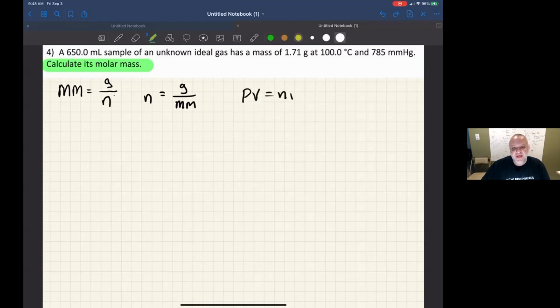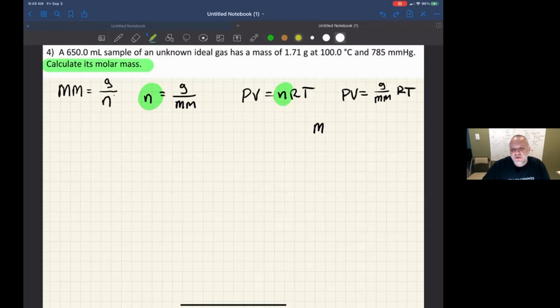Now let's take the ideal gas law, PV equals nRT. And now notice there's N's in the ideal gas law. And so anywhere we see an N, we can replace it with G over molar mass. And so that's what I'm going to do. I'm going to rewrite the ideal gas law with the number of moles replaced by G over molar mass. So I get PV equals GRT over molar mass.